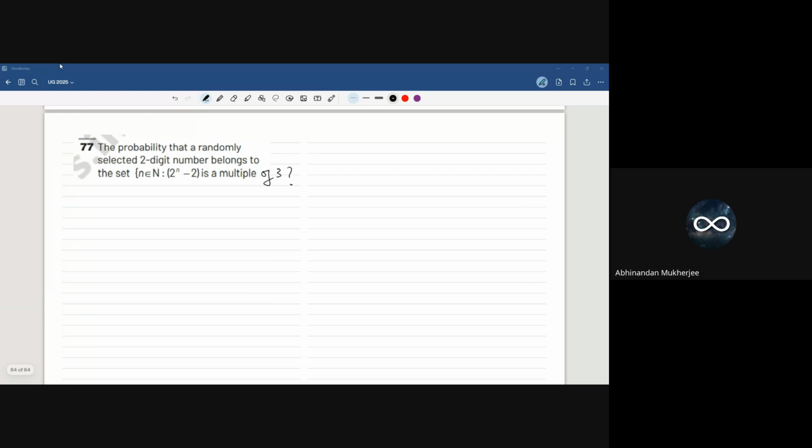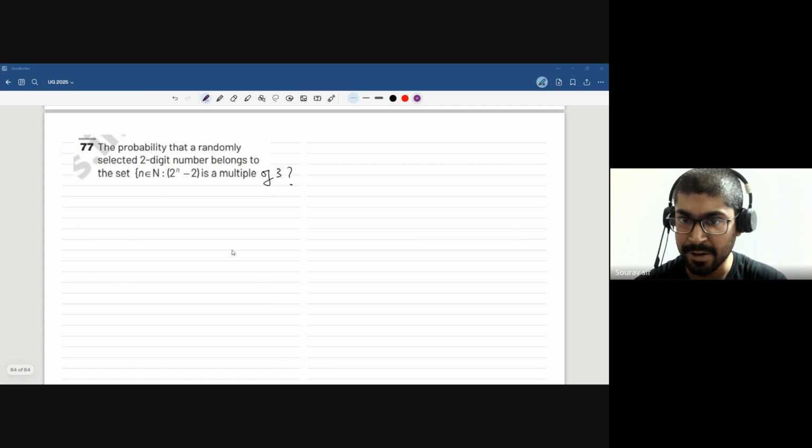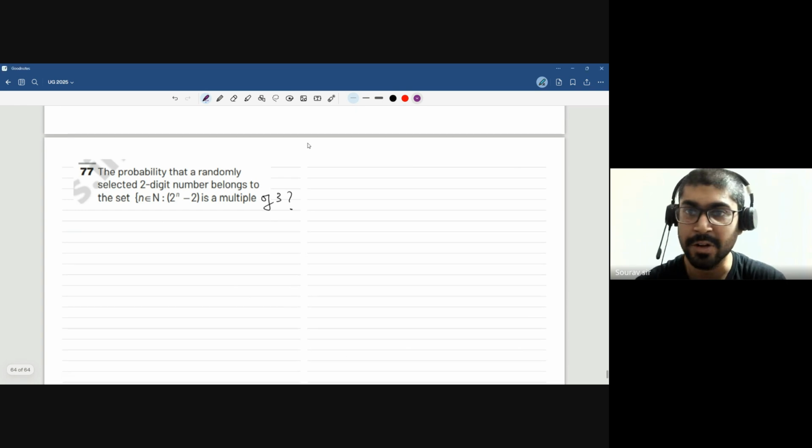Is it 0? Hey, how can probability be 0? Sir, 1/2. This is not that difficult. So, 2-digit numbers, right? And that belongs to this category. So let us look into how the numbers look like first.